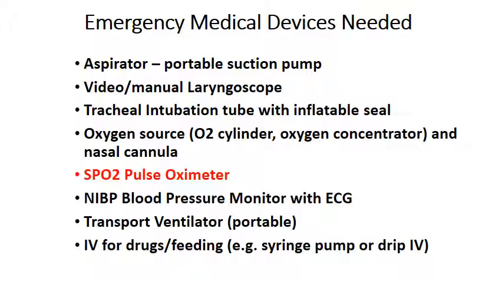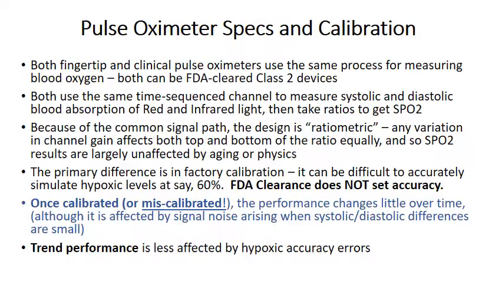And we have already presented a seminar on how to calibrate pulse oximeters. However, we will just do a brief review for those of you who have not been able to attend that prior seminar. Both fingertip and clinical pulse oximeters use the same process for measuring blood oxygen, and both can be FDA cleared Class 2 devices, but they are not FDA approved Class 3 devices.